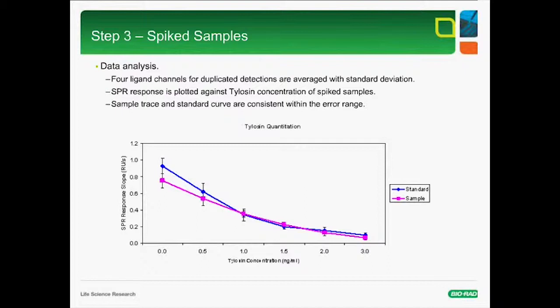And these two curves showing the standards and the spiked samples. So the spiked milk samples showed very consistent data with the standard samples prepared in running buffer. So the consistency between these two curves showed us that we have the capability to detect the tyrosine concentration in real milk samples.